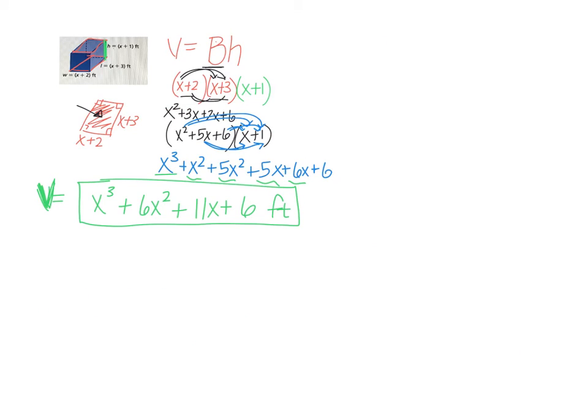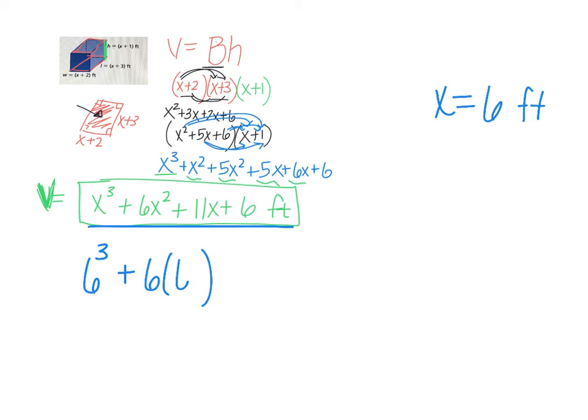Now you might be wondering, why would this be helpful? What if I actually told you what x equaled? What if I told you that x was 6 feet? Could you find me the volume pretty quickly? Well, you could. You could come down to your polynomial that you just wrote, and plug in a 6 everywhere there's an x. So I'd plug in 6 cubed plus, with some parentheses, 6 squared plus 11 times 6, and then plus 6.